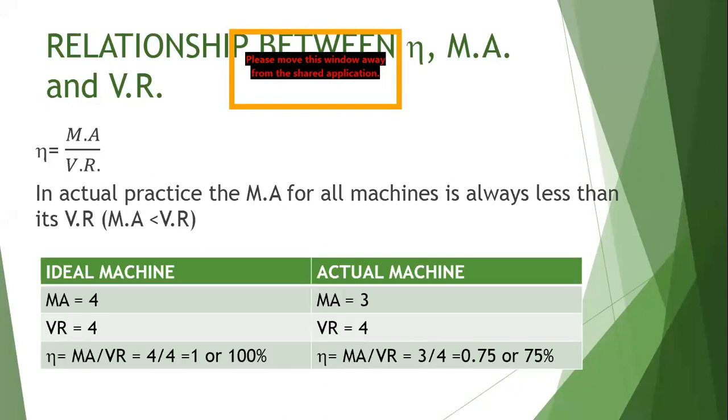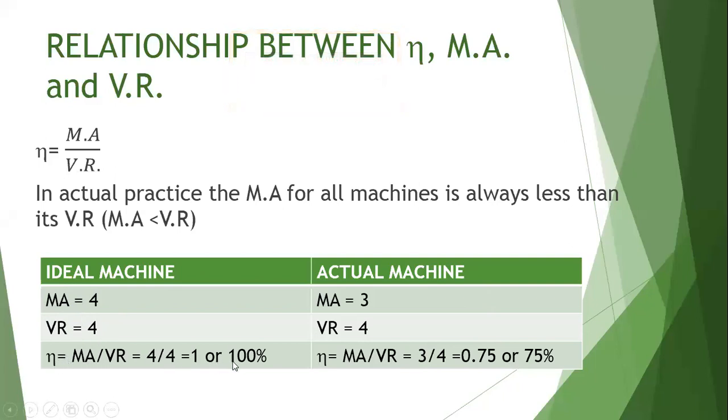This is just an example to explain what exactly happens in an ideal and an actual machine. Assume that in an ideal case the MA is 4, so the VR will also come out to be 4. So you will find that the efficiency will be 1 or 100%. So the efficiency of an ideal machine is always 100%.